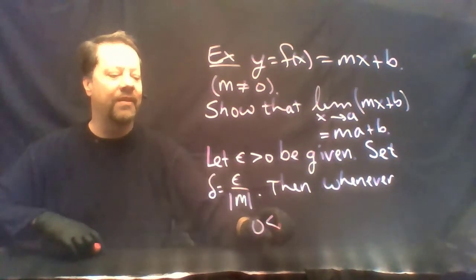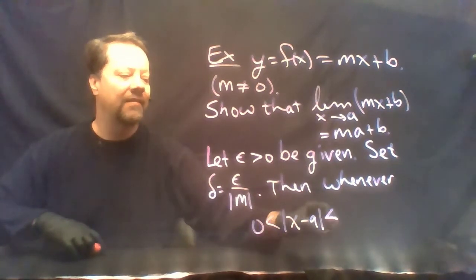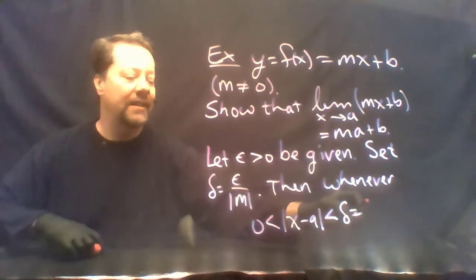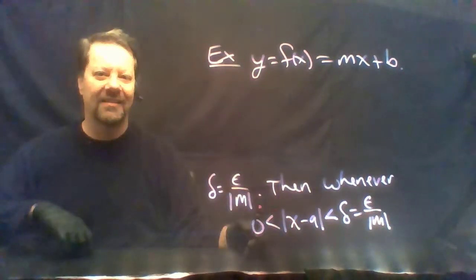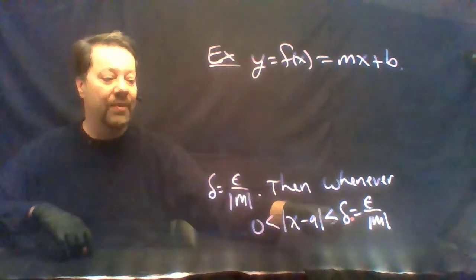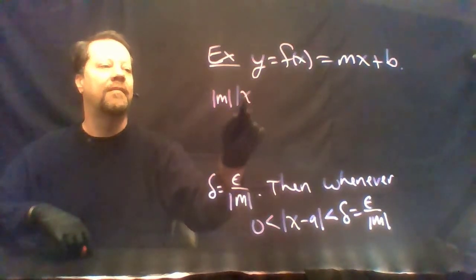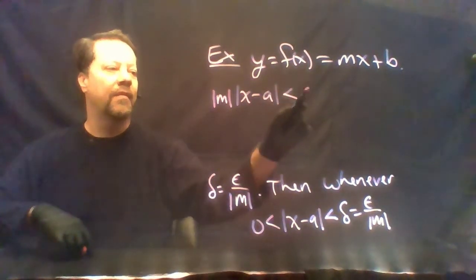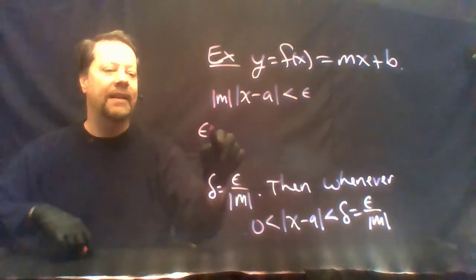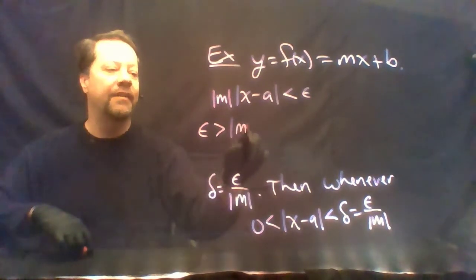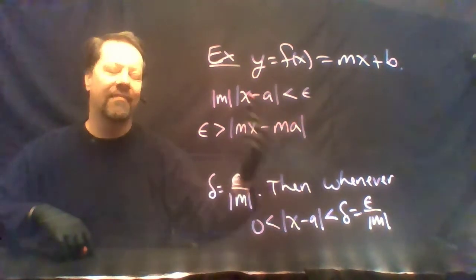Suppose that we are within a punctured neighborhood of a, where delta is this epsilon over the absolute value of m. We can multiply through by the absolute value of m. And the absolute values can be combined so that we get epsilon is greater than the absolute value of mx minus ma. We're almost there.